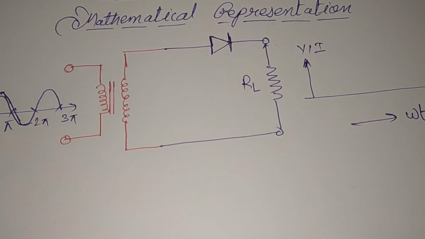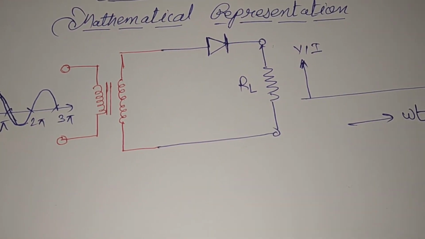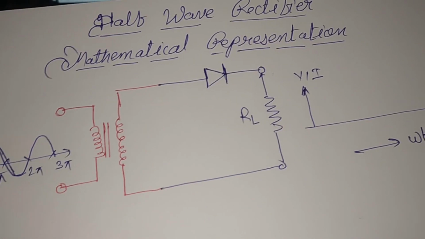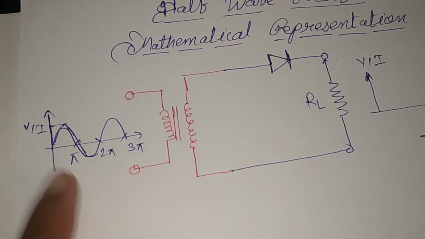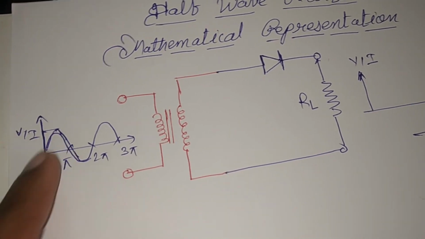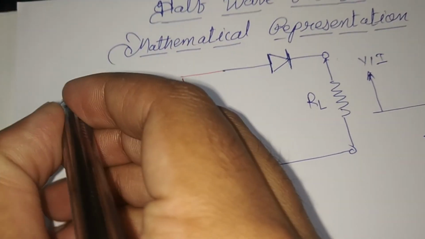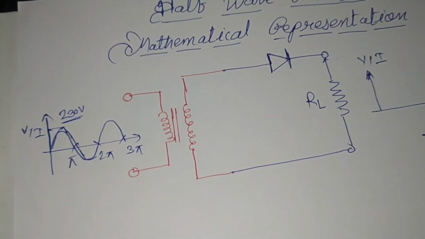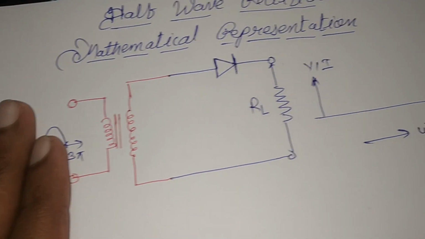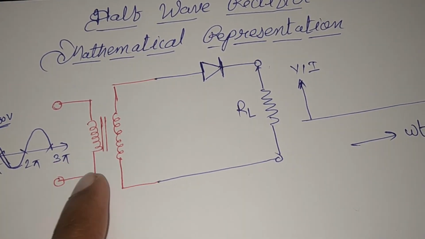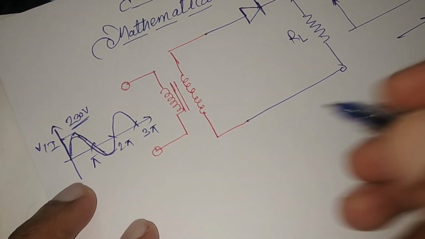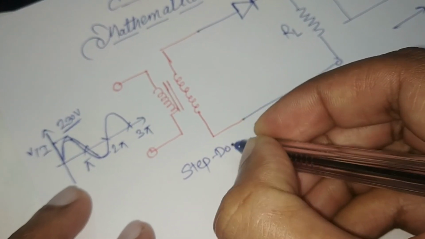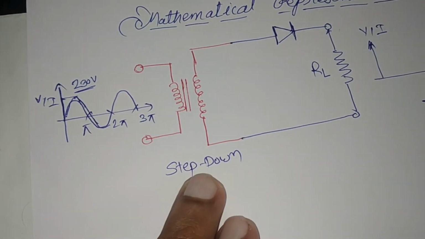Let us now discuss the mathematical representations for the half wave rectifier. So we know that we get AC supply from the electricity board. What is the value? The maximum value we get is 230 volt here, and this input voltage we give to the transformer. Which type of transformer are we using here? We use a step down transformer.